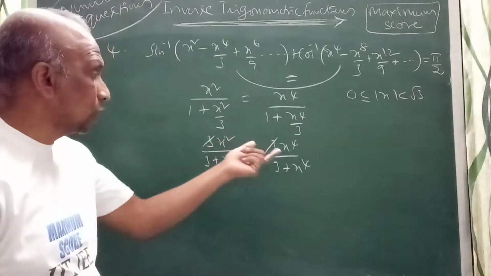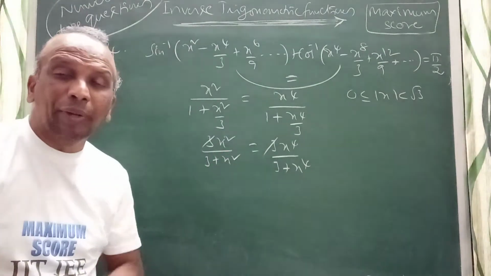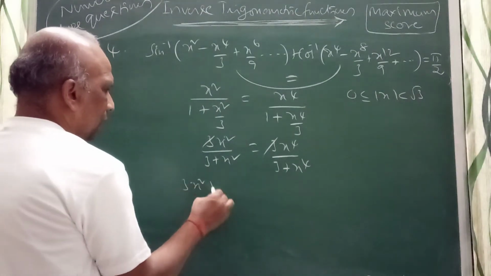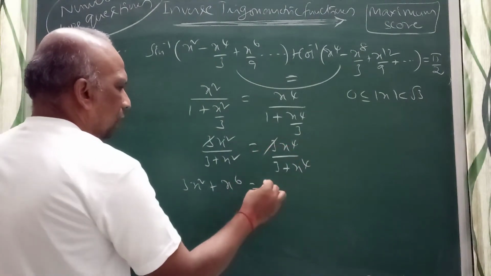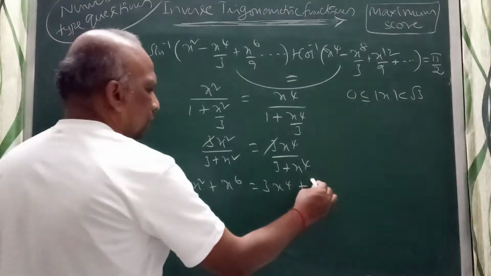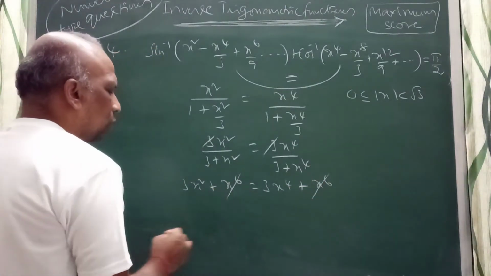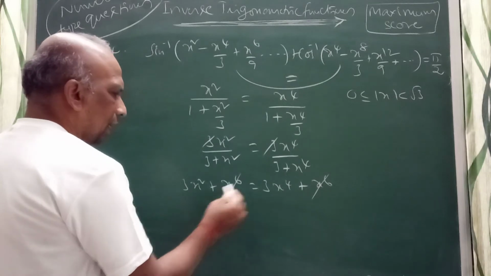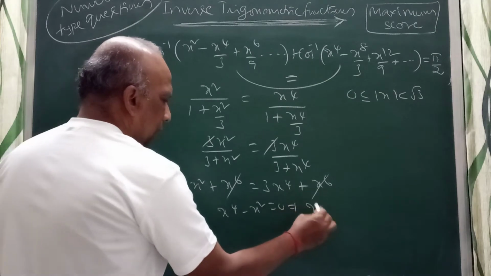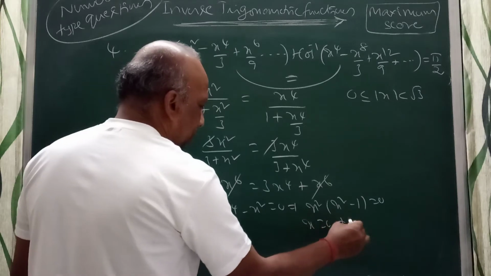You can think about x also: x equal to 0. When x equal to 0, both sides will be equal to 0. So x equal to 0 is one of the solutions. Taking this one, it will become 3x power 4, correct, and x power 6. I can eliminate this. If we take 3 common here, I can eliminate 3 also. x power 4 minus x square equal to 0. You will get x square into (x square minus 1), so x equal to 0, plus or minus 1.